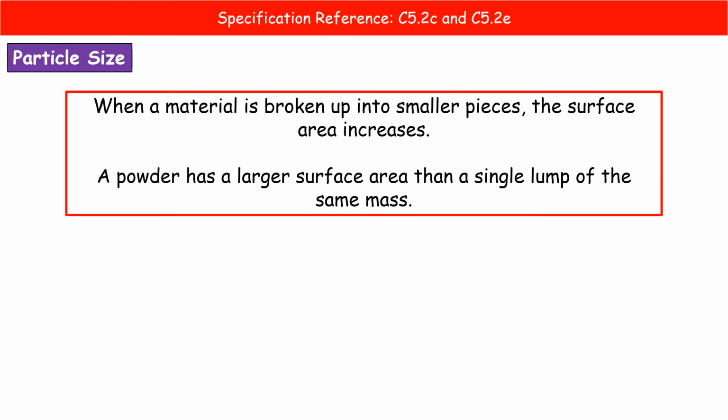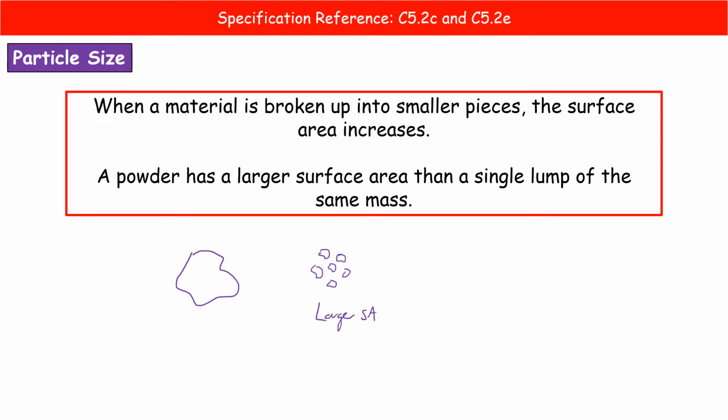The next factor is particle size. This is something we need to go careful not to mix up. When we break a material up into smaller pieces, then the surface area will increase. So if we start off with a large lump, and then we're going to break that up into lots of smaller lumps, these smaller lumps have a larger surface area than the one big lump, okay?